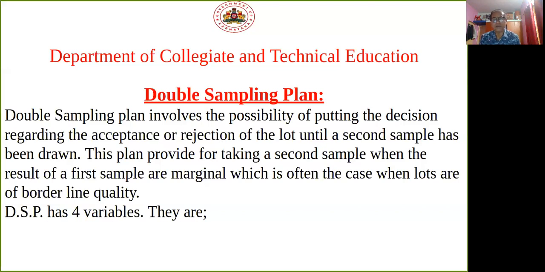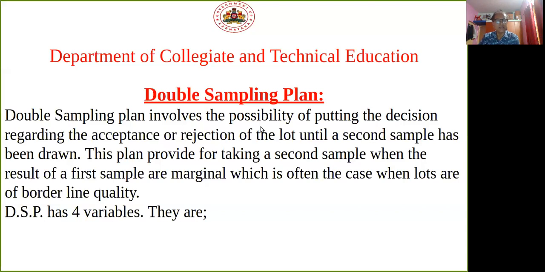This plan provides for making a second sample when the results of the first sample are marginal, which is often the case when the lots are of borderline quality. So only then do we have to go for the second sample.